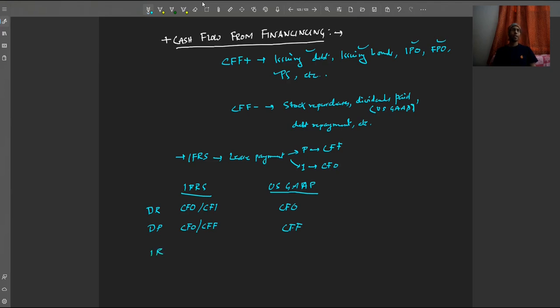Interest received can be an operating activity or an investing activity under IFRS. Interest received under US GAAP is strictly an operating activity. Interest paid under IFRS can be an operating activity or a financing activity, but under US GAAP, this is strictly an operating activity. So these are a few differences between IFRS and US GAAP, friends.